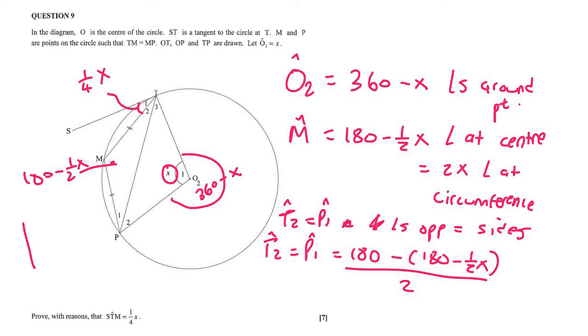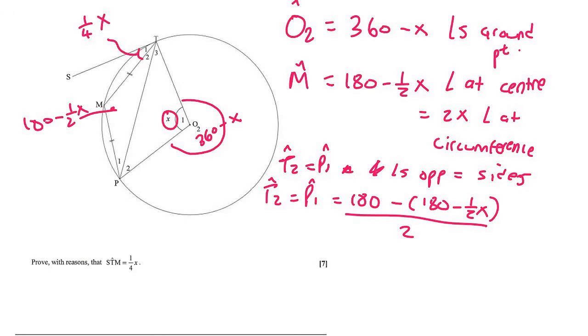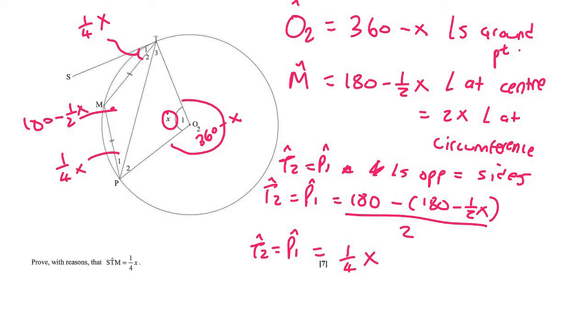If that part doesn't make sense, what I'm doing is I'm saying that if this is 40, and if this is isosceles, then to work out these two, you could say 180 minus 40, and then you would divide that by 2, so that it can go half, half. If you had to eventually work this out, you'd see that angle T2 equals angle P1 is going to be a quarter x. Okay, so I'm just going to fill that in. Quarter x. Now we're trying to prove that this is a quarter x.